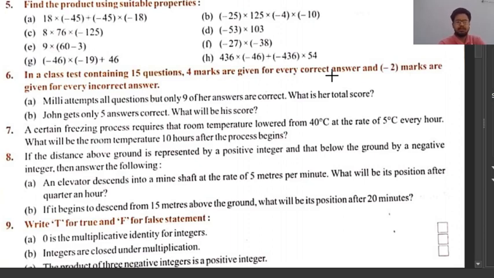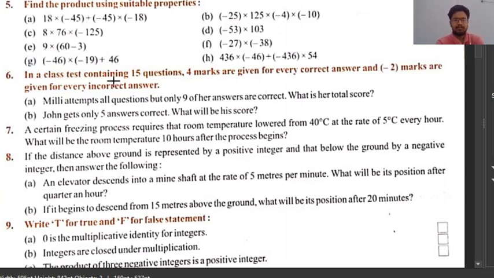In the previous class, we discussed up to question number 5. Today, we will discuss question number 6. You know the topic is multiplication of integers. Now, question number 6 is also based on the same thing, but there is a little bit of change, not much. Just first read the question.